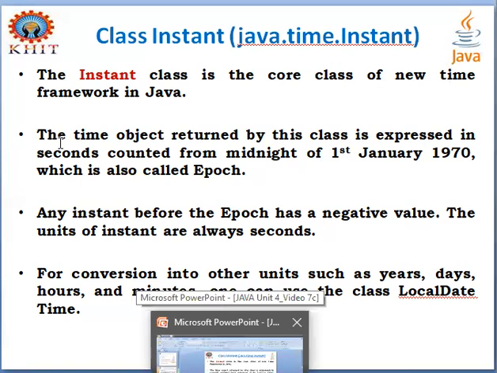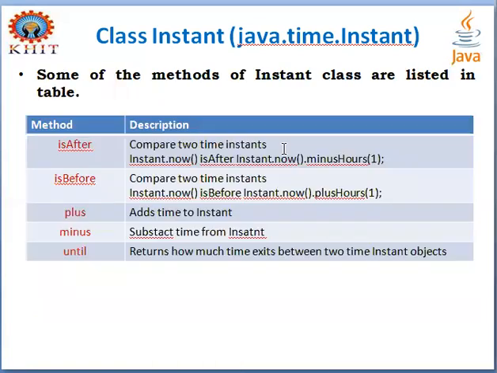Next, there are some methods that we can use on this Instant class. That is isAfter, which will compare two time instances. Then isBefore, which also compares two time instances. And we have minusHours and plusHours like this. I'll show with an example, it will be clear for you. Then plus, that means you can add some amount of time to the instant time. Similarly, we can minus some amount of time from the instant time. Next, until returns how much time exists between two time instances.